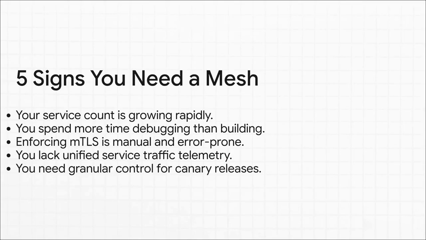Number 1, your microservice count is growing, and growing fast. What worked for 5 services just completely breaks down when you hit 50. Number 2, your team is spending way more time debugging weird network issues than actually building new features. Number 3, you've got a mandate for strict MTLS, but trying to do it manually is just failing. It's error-prone. Number 4, you can't answer simple questions about your service traffic without having to check 5 different dashboards. And finally, number 5, you really want to do more sophisticated releases like canary deployments, but you just don't have the granular traffic control to pull it off safely.